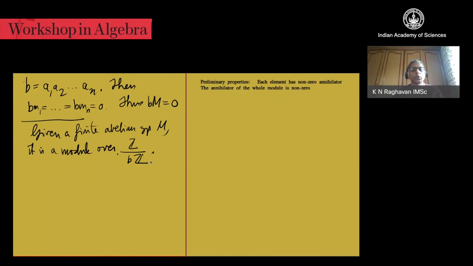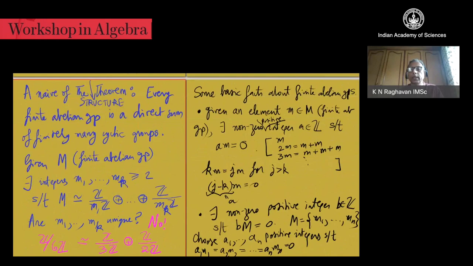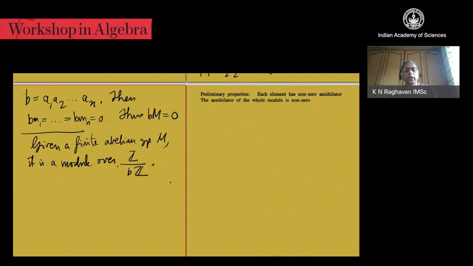So that's the upshot. This is why we did all this exercise about some basic facts, right? So we are saying that if you have a finite abelian group, you can actually look at it as a module over this finite ring. Rather than Z, we have come down to this ring.